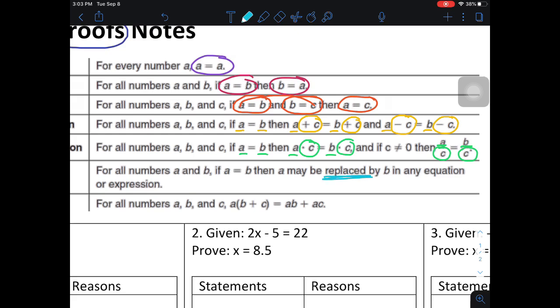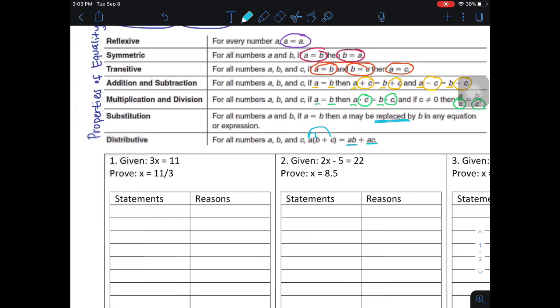Next, we have substitution, and it's just when you replace something with something else. And then last, we have the distributive property. So that's when you're going to do this little number right here. So A times B gives you that, and then A times C gives you that. Okay, so that's what we're going to be doing today.